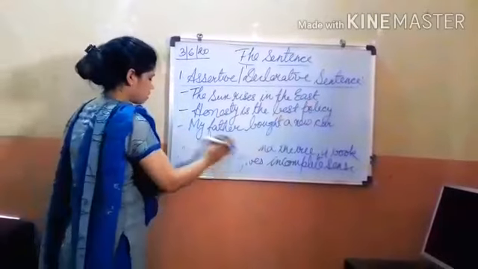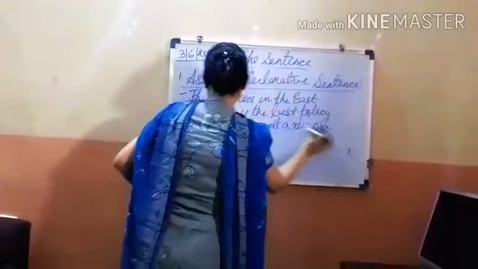Now the second type of sentence is the interrogative sentence.